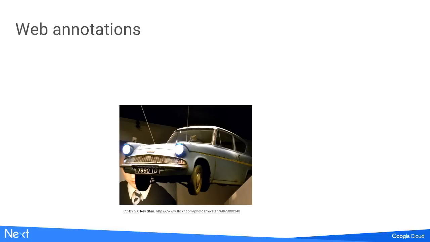Some examples of the new features I wanted to highlight: web annotations. Here we have a picture of a car. It's in a museum. I'm actually a big Harry Potter fan, so this is a car from one of the Harry Potter movies. And I wanted to see what the Vision API was able to find from the web entities in this image. So it was able to identify it correctly as a Ford Anglia, which is correct. This is from the second Harry Potter movie when they tried to fly a car to school.